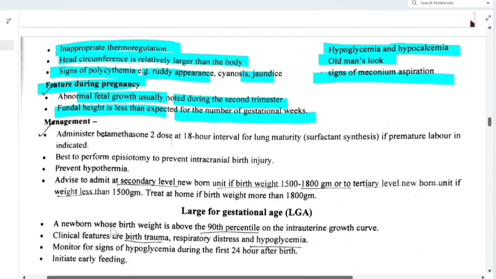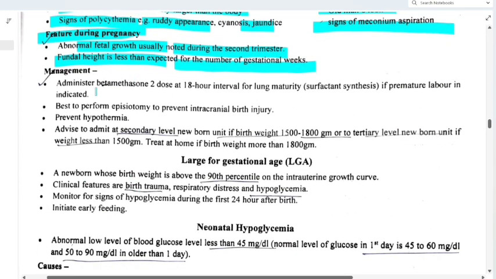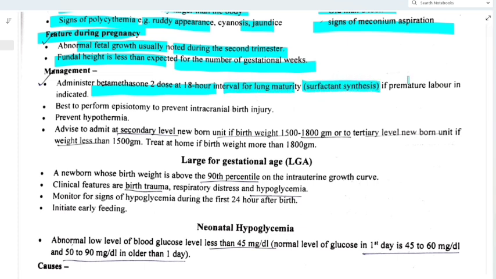Now coming to the management part, what all are they? Administer betamethasone 2 doses at 18-hour interval for lung maturity and surfactant synthesis, if premature labor is indicated. Okay. So what do we have to do? We have to administer betamethasone, 2 doses in 18-hour interval for lung maturity, because in a premature baby, if lung maturity is not happening, then there is a greater risk of respiratory depression. That's why we are administering betamethasone. Then best to perform episiotomy to prevent intracranial birth injury.